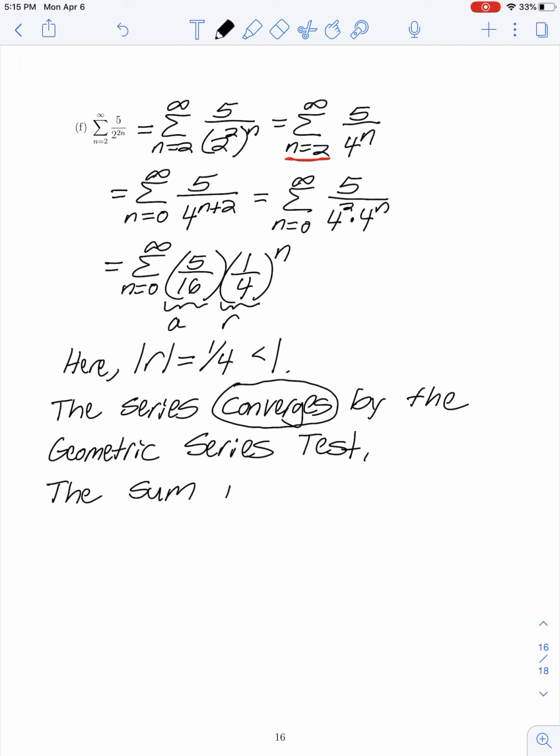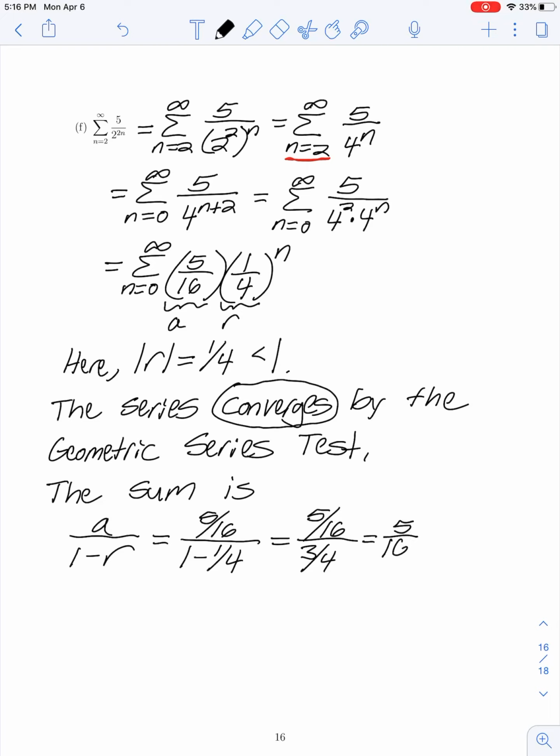And the sum is given by a over 1 minus r, where a was 5/16, and we're dividing by 1 minus 1/4. So we have 5 over 16 divided by 3/4, which would be 5 over 16 times the reciprocal of our denominator, 4/3. So here we can cancel 1 factor of 4 on top and bottom, and we're left with 5 over 12 for the sum of this series.